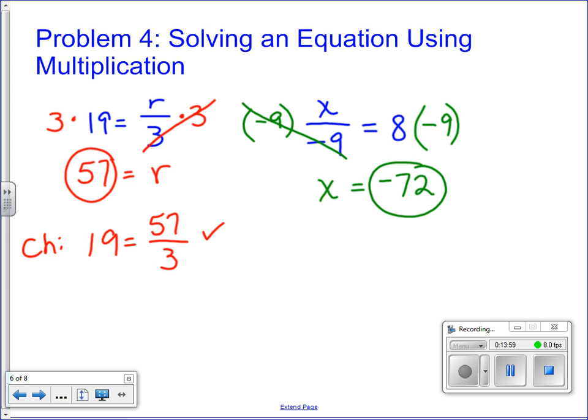All right, and then be sure to check. -72 divided by -9 is equal to 8.